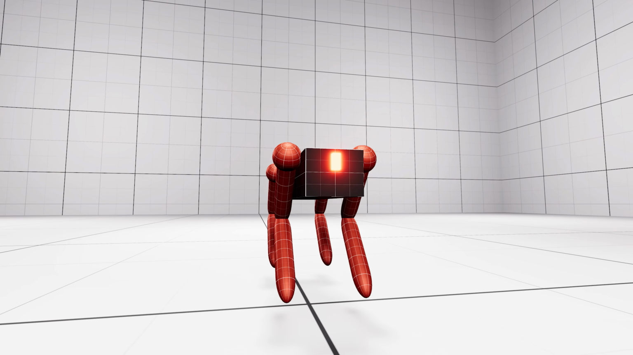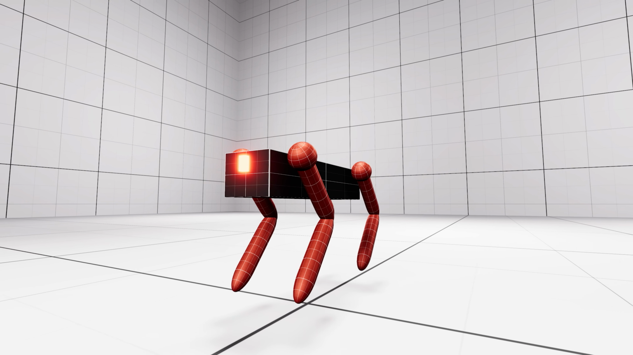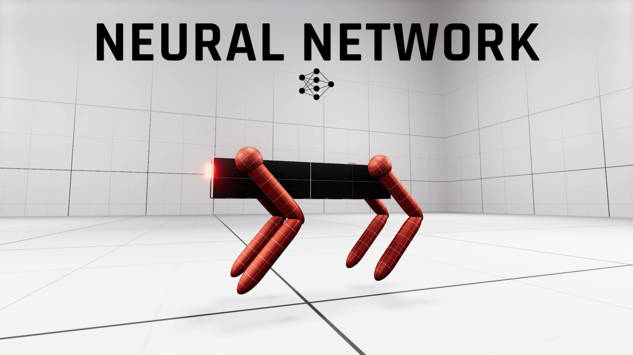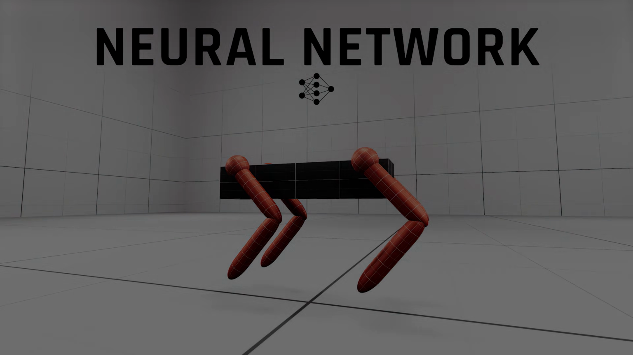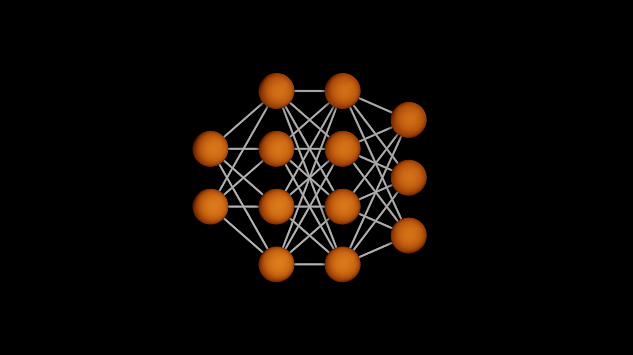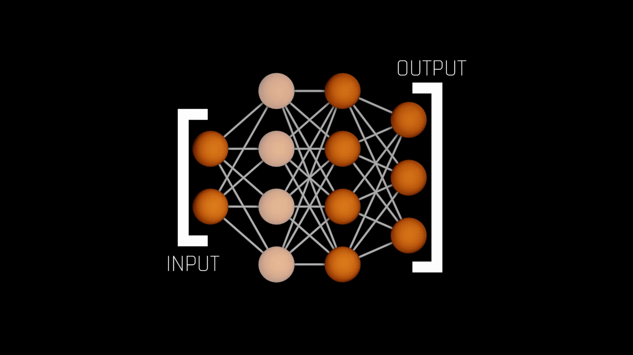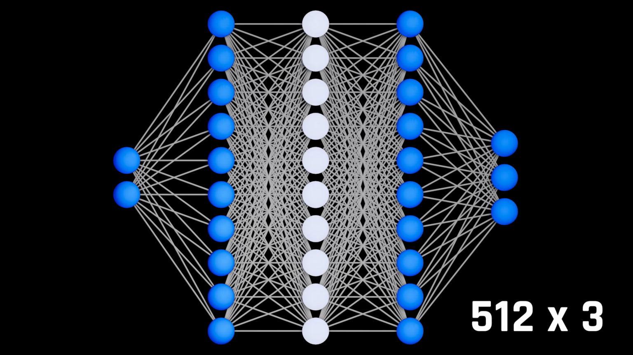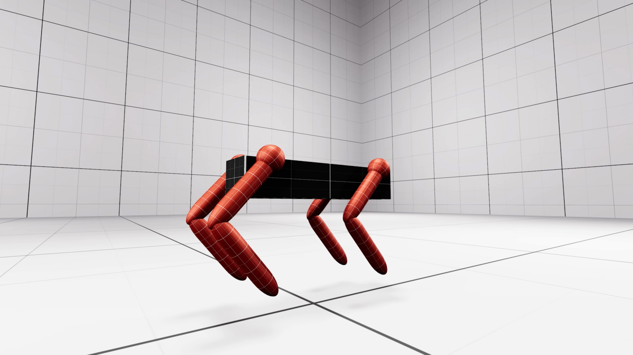Fellow comrades, where do we begin? Well, to start off, our creature here needs a brain. In machine learning, we call it a neural network. Now I know, I've explained it plenty of times in the previous videos, but in summary, a neural network needs inputs, which it then processes into outputs. In today's simulation, we are using a network size of 512 by 3, which is a decent amount of brain cells.